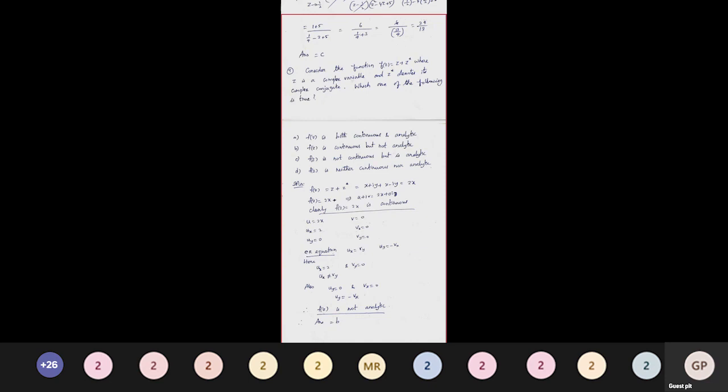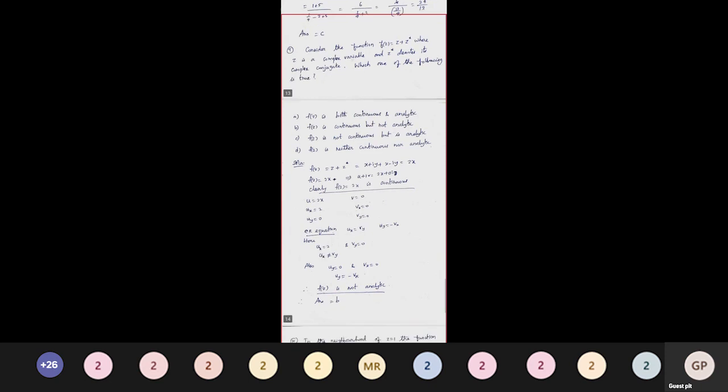Now let us check whether f of z is continuous or discontinuous. So clearly f of z equals 2x. 2x is a polynomial and we know that every polynomial is a continuous function. So therefore f of z is continuous and it is not analytic, which is given in the second option. f of z is continuous but it is not analytic.